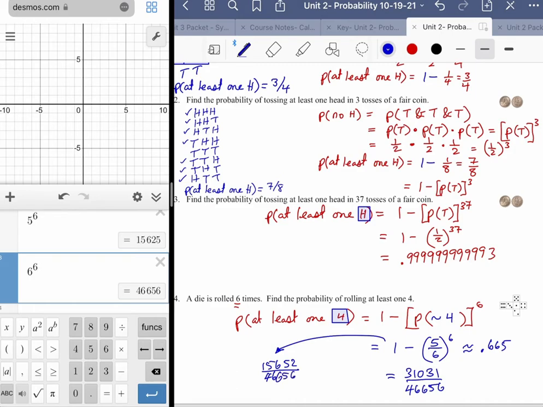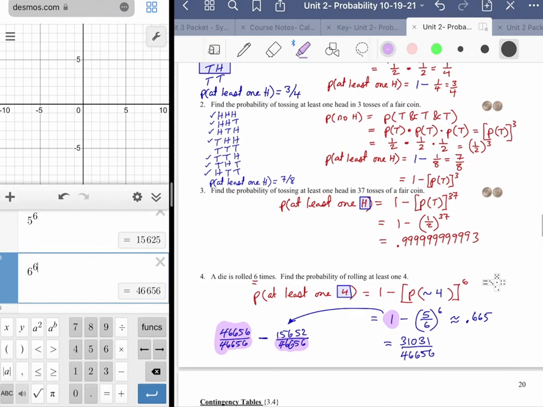That 1, I'd write as 46656 over itself, and then just do the subtraction, right? Because 1 is really any number over itself, and so I want that number to be the other fraction's denominator, just so I have that common denominator. Carry out that subtraction, and we'll get 31,031 over 46,656.